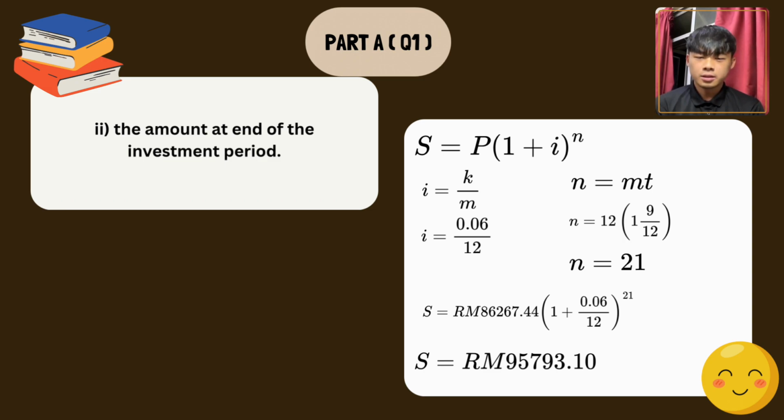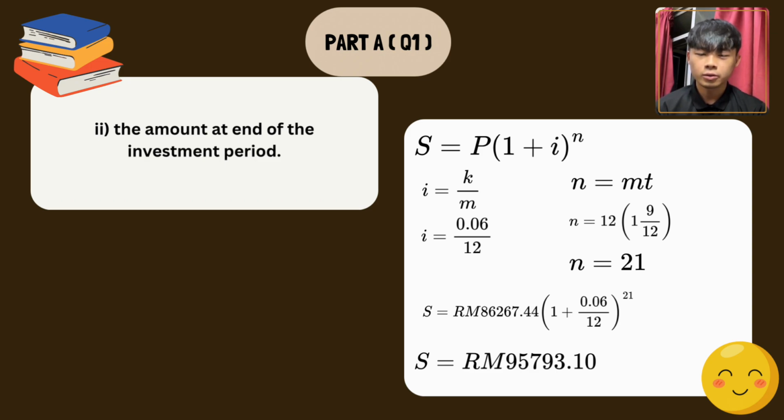So for the next question, the amount at the end of the investment period, the k will be changed to 0.06, which is the interest rate, and 12 is compounded monthly. To find the n, the m will be 12 and the time 1 over 12. I deduct 1 over 4 from the 7 years, so I got 1 over 12. That is the remaining years for the investment period. And then I substitute everything into the formula.